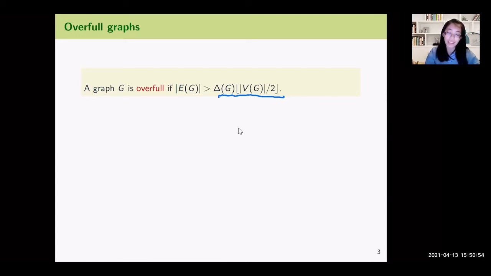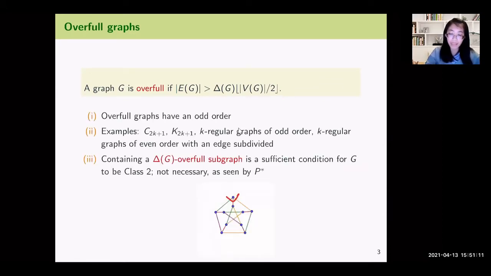So if a graph has this many edges, then we need more than Δ(G) colors to color the edges. Such a graph is called overfull. Another observation is that if a graph is overfull, the graph must have an odd number of vertices. Examples of overfull graphs include odd cycles and regular graphs of odd order, particularly complete graphs on an odd number of vertices. Also, if you have a regular graph of even order and subdivide one edge, that graph will also be overfull.